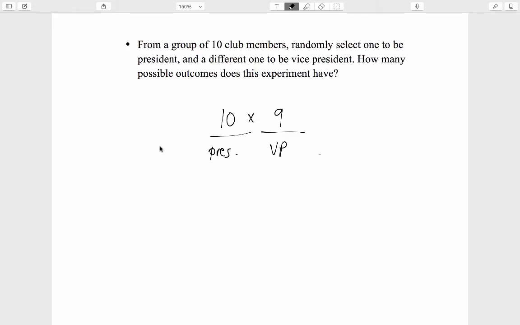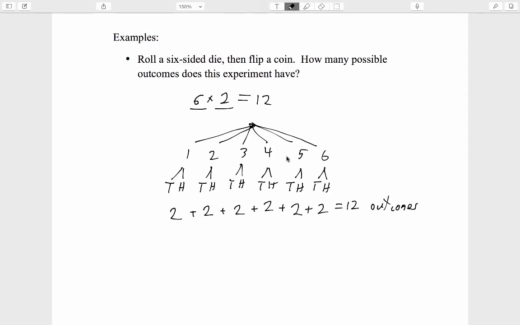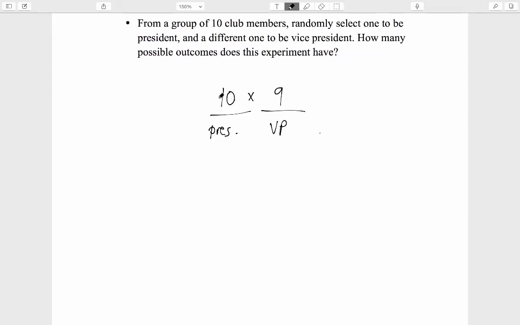But wait a minute, where did it say anything in this question about stage 1 and stage 2? Where did it say anything in this question about the president being selected first and the vice president subsequently? Very good question. But we can still use this technique. We can still think of it in terms of stage 1 and stage 2. Why? In the previous question, remember the thinking. For each number that appears on the die, there were 2 possible coin results that went with it. Here too, there are 10 people who could serve as president, and for each one, there are 9 eligible people who could be vice president. The key phrase is for each.